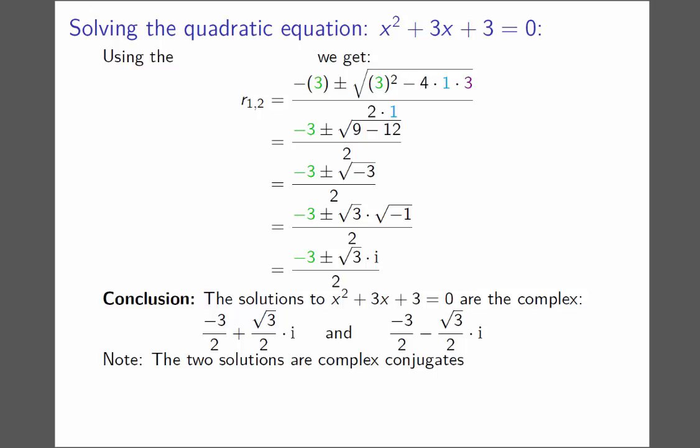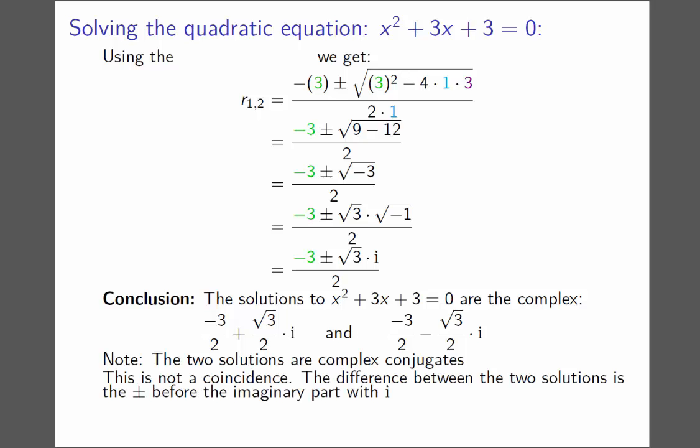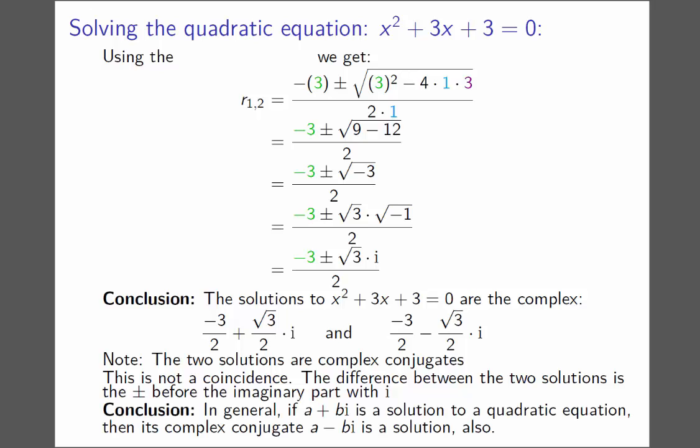Notice the two solutions that we got are complex conjugates of each other. This is not a coincidence. The difference between the two solutions is the plus and minus before the imaginary part with i in our quadratic formula. So we can conclude that in general, if a plus bi is a solution to a quadratic equation, then its complex conjugate a minus bi is a solution as well.